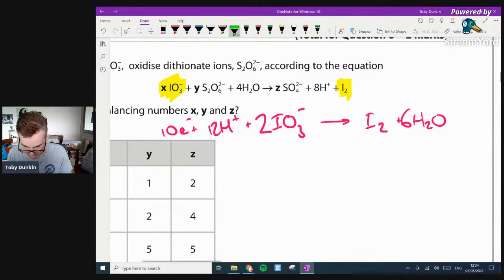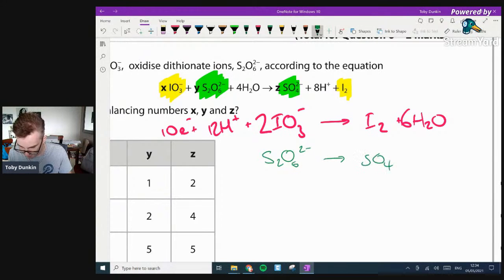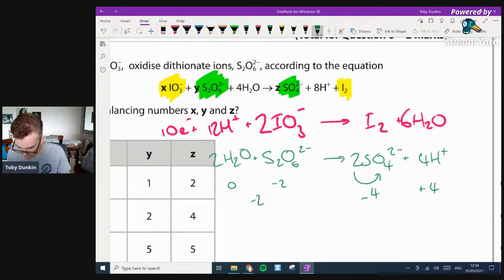There's the sulfur: S2O6 2 minus going to SO4 2 minus. Balance the sulfurs, balance the oxygens: 8 plus 2 H2O, plus 4 H pluses. Right, 0 minus 2, minus 2, minus 4 plus 4. Oh, that's interesting, isn't it? Yeah, it's all looking good so far. So that's 0, so we need to add 2 electrons to that side.